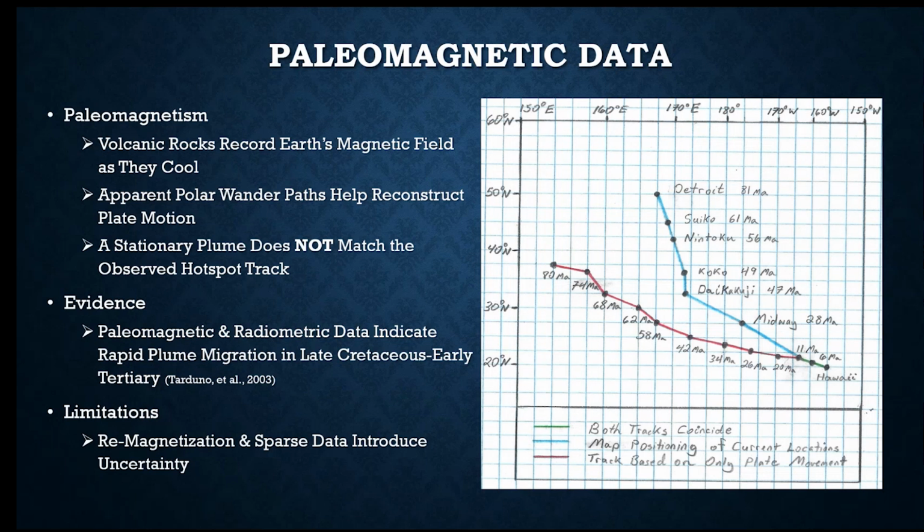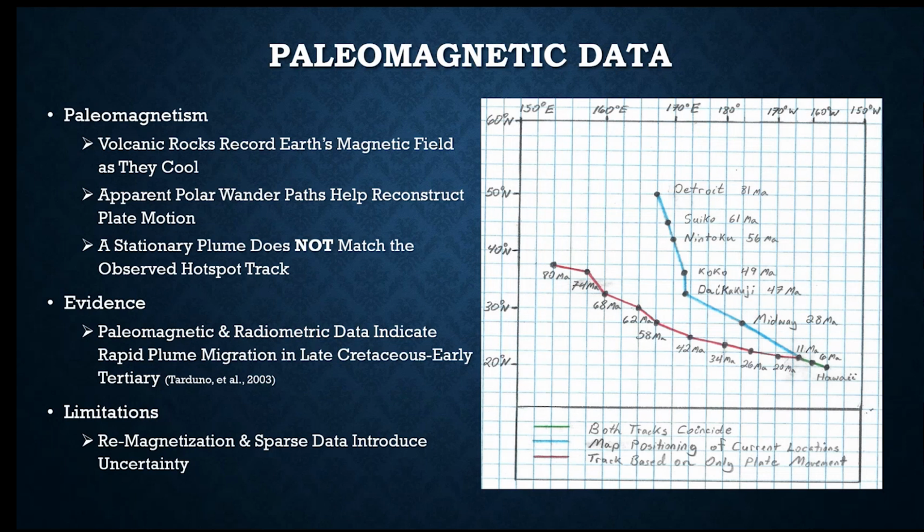So as volcanic rocks cool, magnetic minerals within them align with Earth's magnetic field at the time of formation. This allows paleomagnetism to serve as a geologic recorder of magnetic field direction. These paleomagnetic records are used to reconstruct apparent polar wander paths, which help geologists retrace past positions of tectonic plates. Obviously, we can't do that alone with just that, but other things can help and assist.